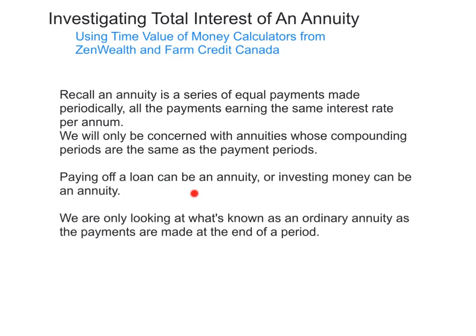Paying off a loan can be an example of an annuity because you are making regular payments, so that is payments over the same period of time of the same value. And investing money could also be seen as an annuity if you save the same weekly amount or the same monthly amount, etc. We're only going to be looking at what's known as an ordinary annuity, where payments are made at the end of a period.